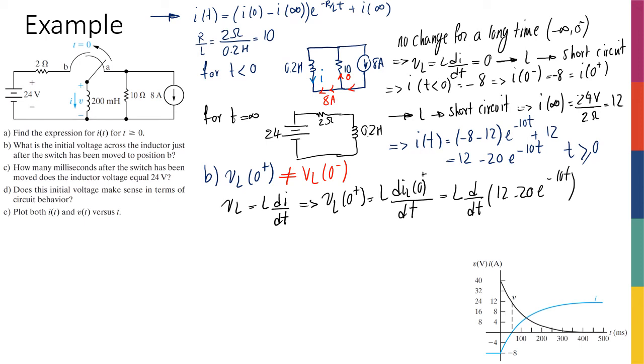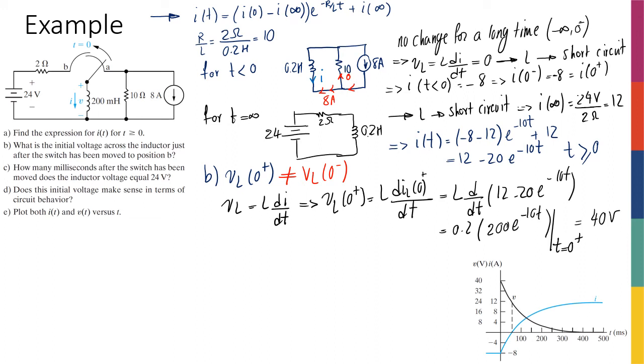So d over dt of 12 is just 0. L is 0.2, so this is going to be equal to 0.2 times 200 e to the -10t. Now you want it at t equal to 0 plus. I want the voltage of the inductor right after switching, so I make t equal to 0. E to the power of 0 is 1. 200 times 0.2 is going to be 40 volts. So this is going to be equal to 40 volts. Okay.